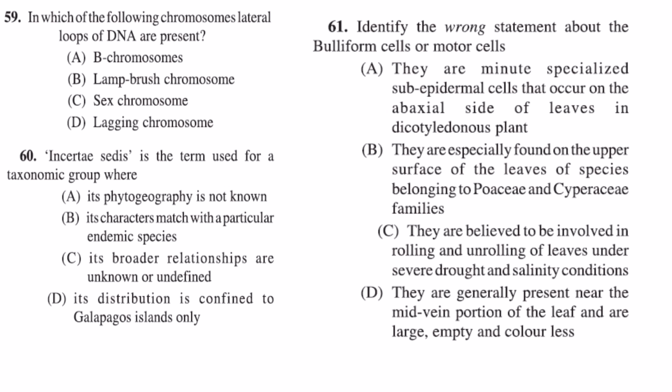Then in which of the following chromosomes are lateral loops of DNA present? So it is the characteristic of lampbrush chromosomes. These loops are formed when the chromosome is undergoing transcription. And these lampbrush chromosomes are found in the oocytes of certain amphibians and birds.